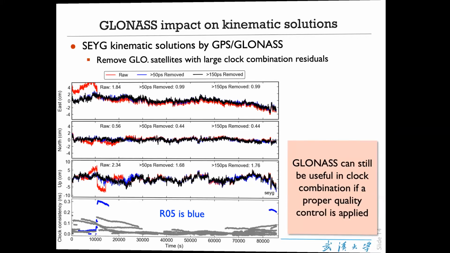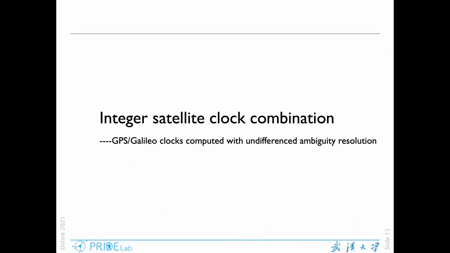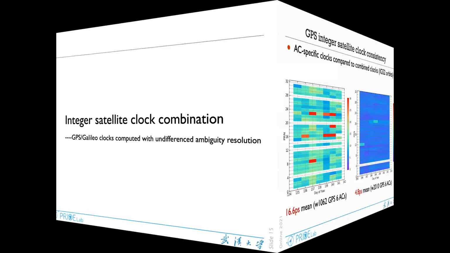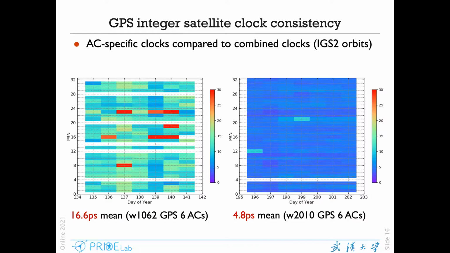All right, so finally we come to the integer clock combination, which has been demonstrated by Simon in his slides. And here we just make some more examples. We first need to show the integer clock consistency. So we combine the Lexicographic clocks with the phase biases to form the integer clocks.